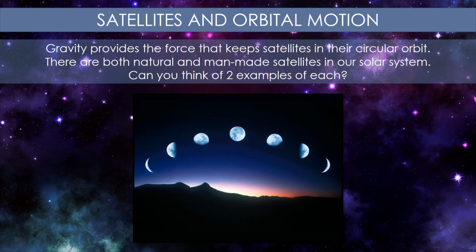Can you think of two examples of each? Well, we just did those. So the Earth and the Moon are natural satellites. You know, the asteroids are natural.